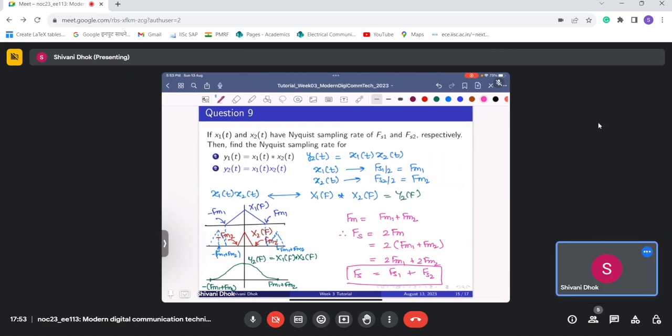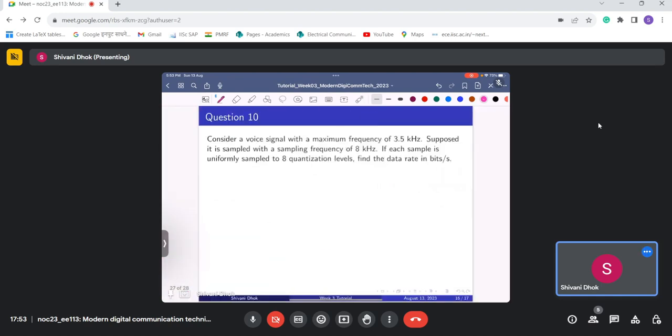Okay, if there are no doubts, then let's go to the last question that I want to cover today. This is a very simple question. It says, consider a voice signal with maximum frequency 3.5 kilohertz. Now a voice signal is an analog signal.